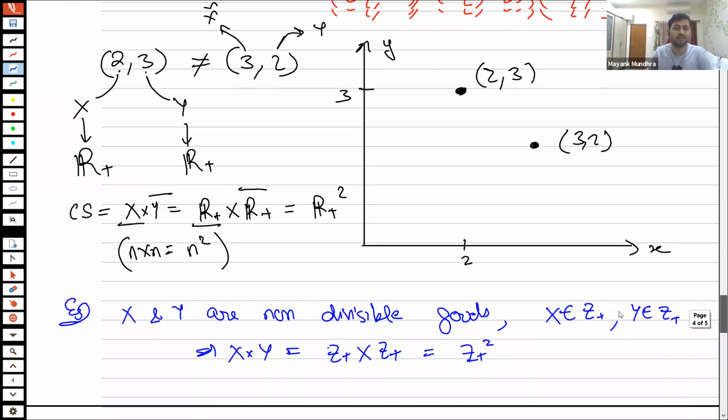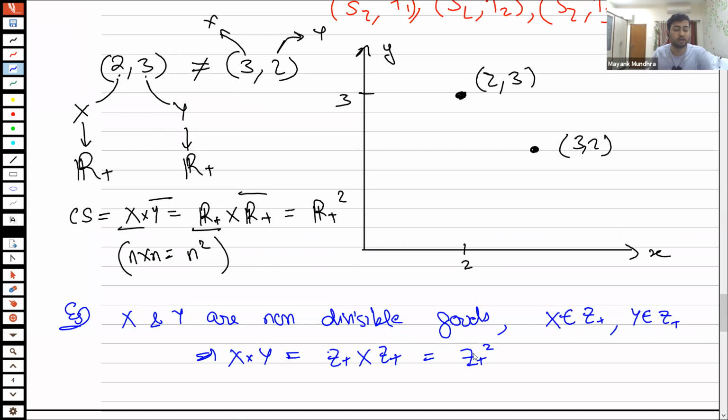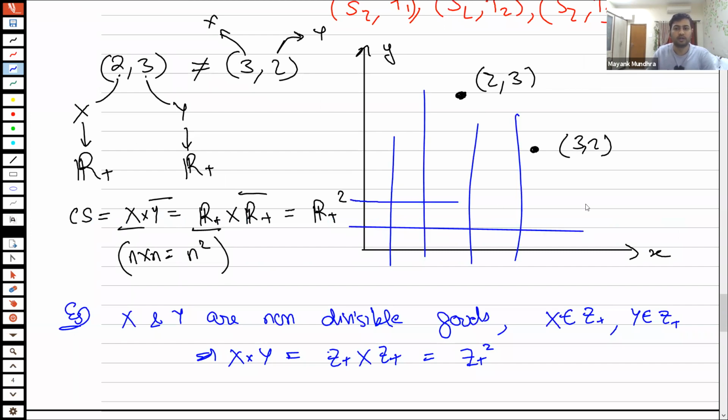It means that the first element belongs to a non-negative integer, and the second element belongs to a non-negative integer. So we talked about such cases, right? In the last class, we talked about such cases. So x could be any integer, y could be any integer. So the final set of values could be on the intersection of these lines. So x cross y will be the intersection of these lines.